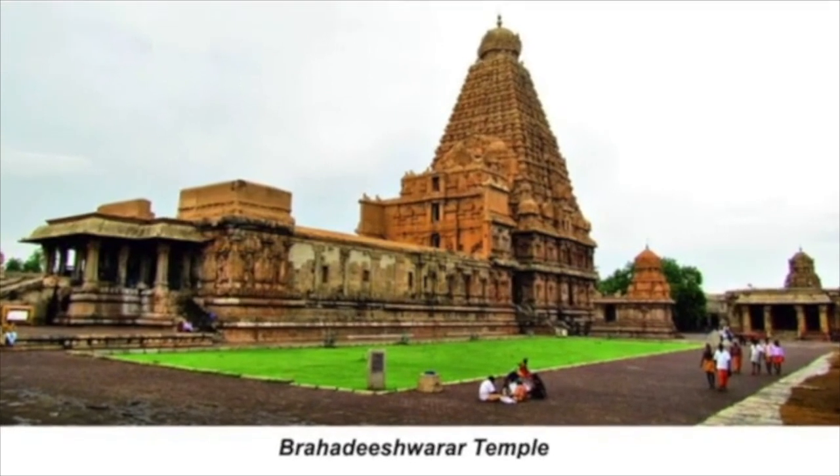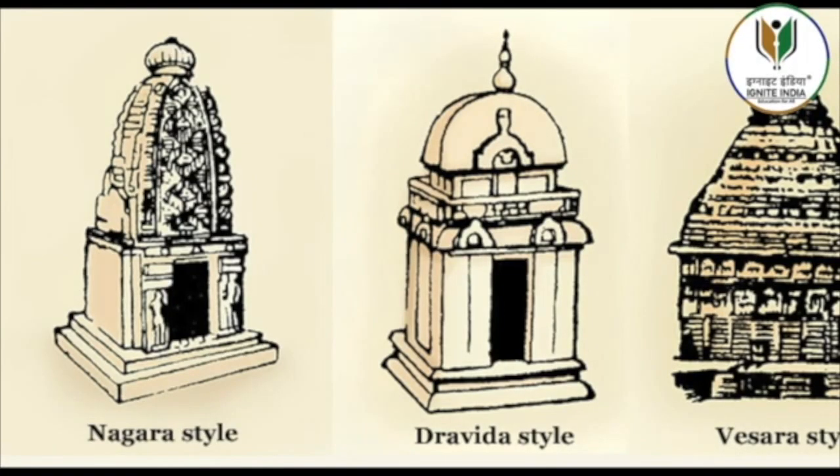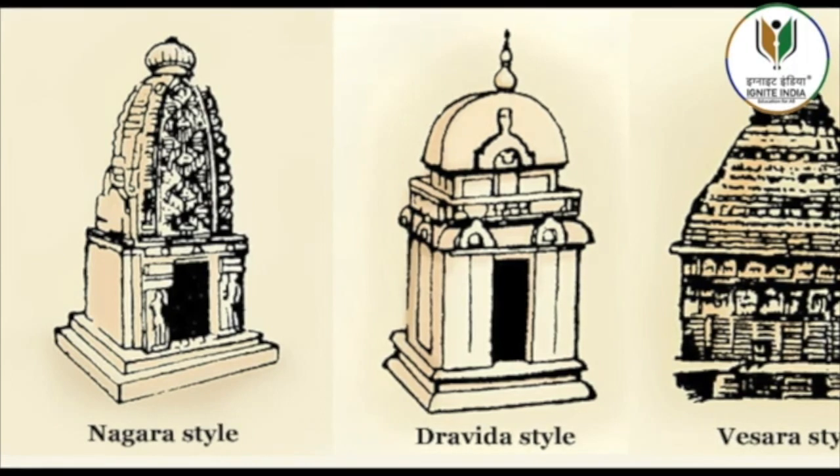In the southern part of the Deccan, i.e., in the region of Karnataka, some of the most experimental hybrid styles of Vesara architecture are to be found.